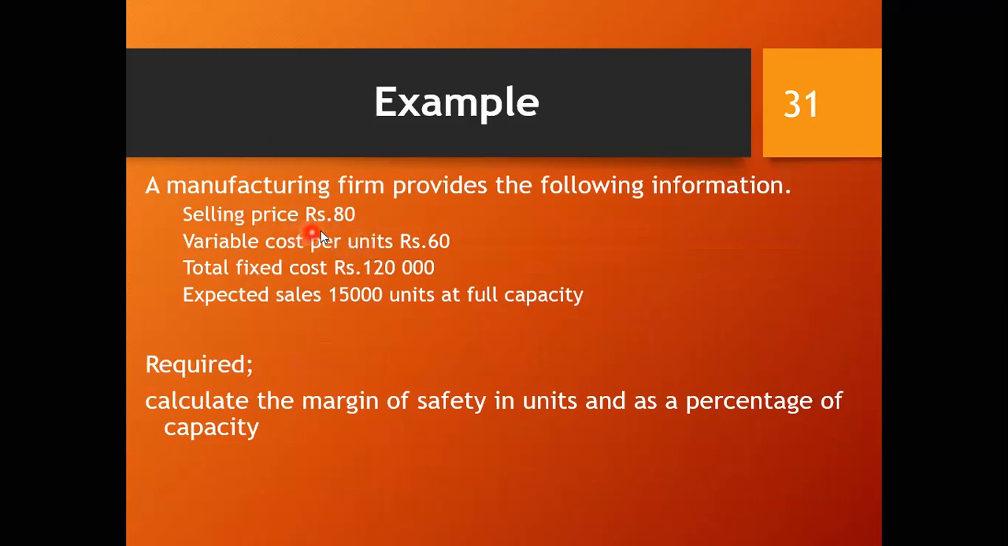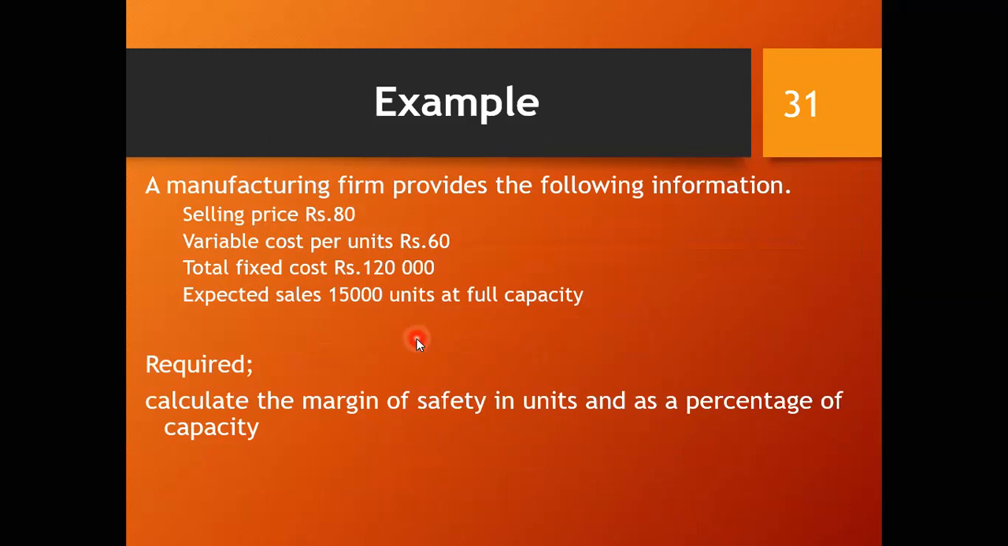So this example also tells you selling price. The variable cost is 60, therefore contribution margin is 20. Total fixed cost is 120. Expected sales units 15,000. Calculate the margin of safety units as a percentage of capacity.